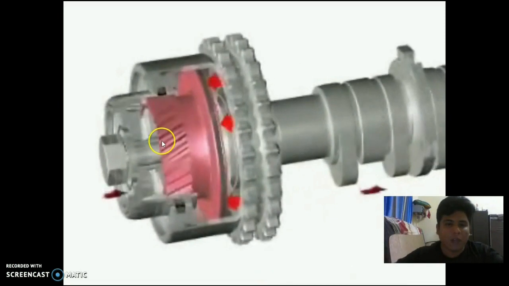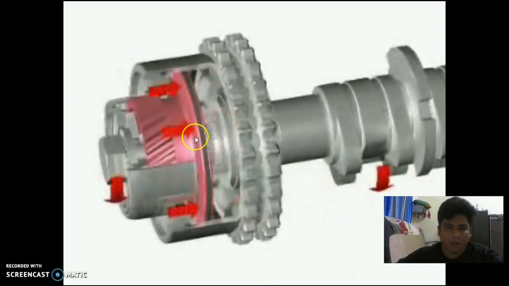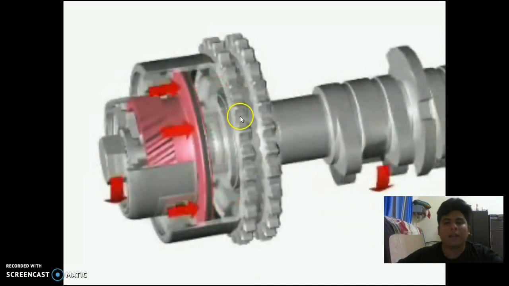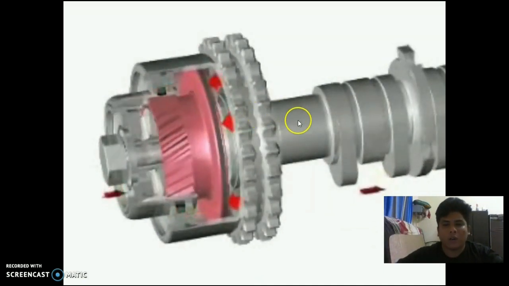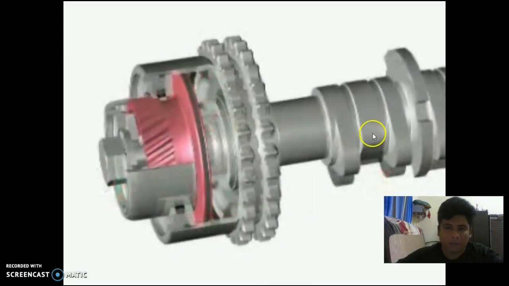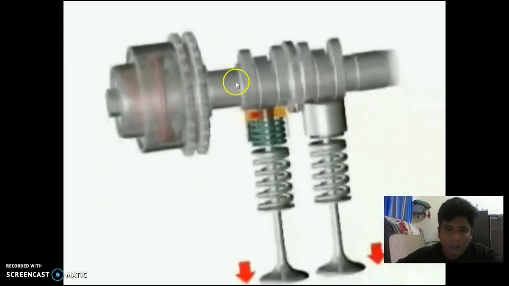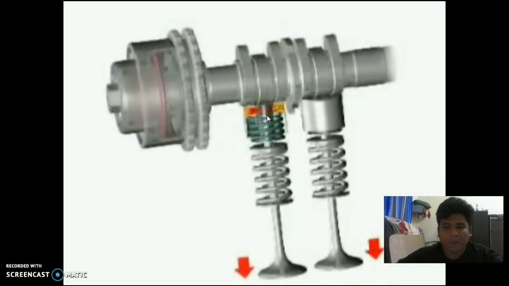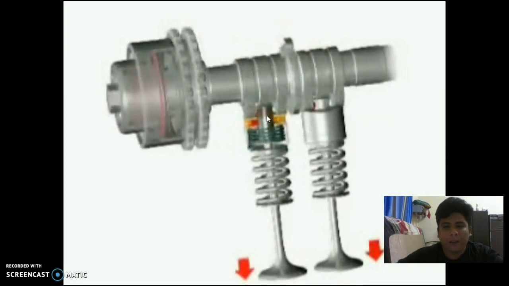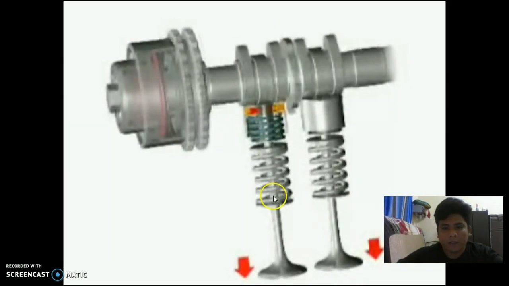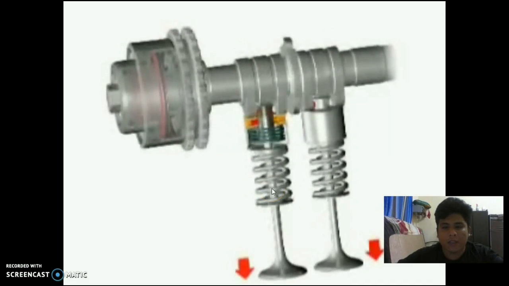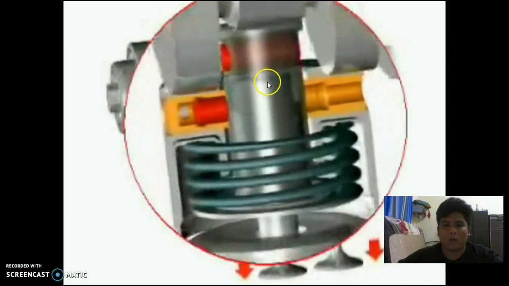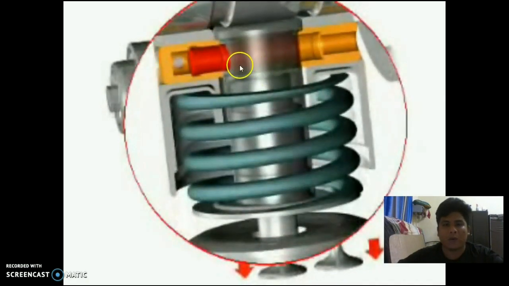The gear moves to the left and to the right. The function of the gear moving left and right is to change the coordinate of the camshaft. As you can see, this is for low RPM or low cam. In low RPM, the valve opens a little bit. It can save fuel. Okay, this is low RPM. This is how it works in low RPM.